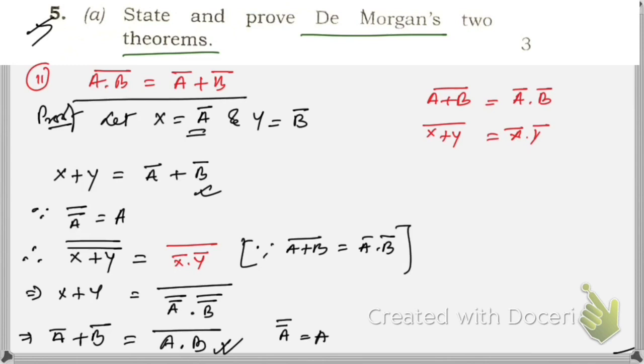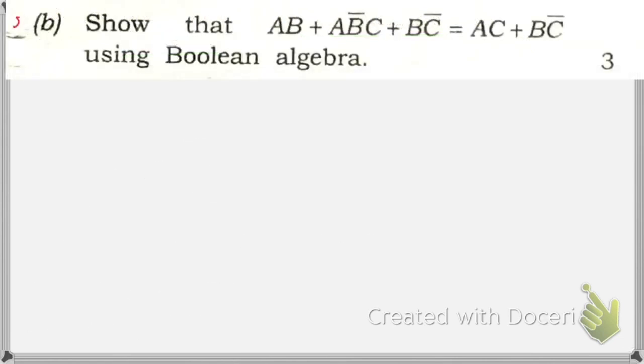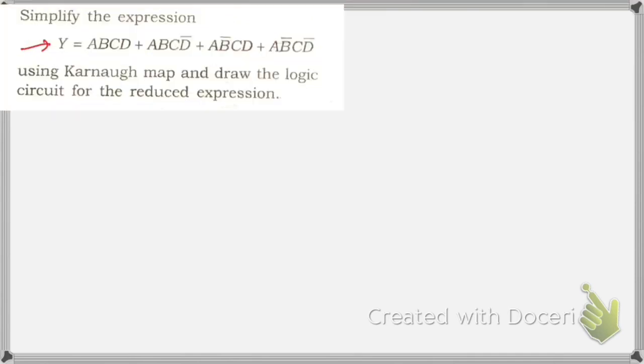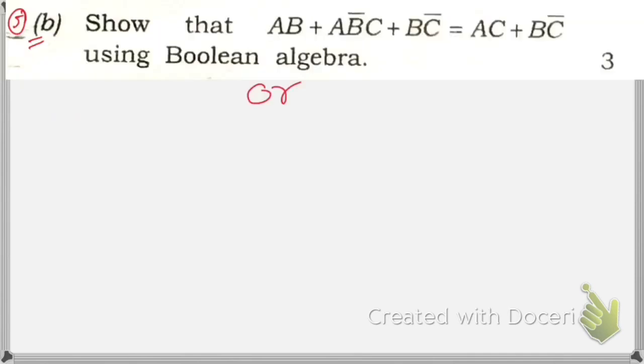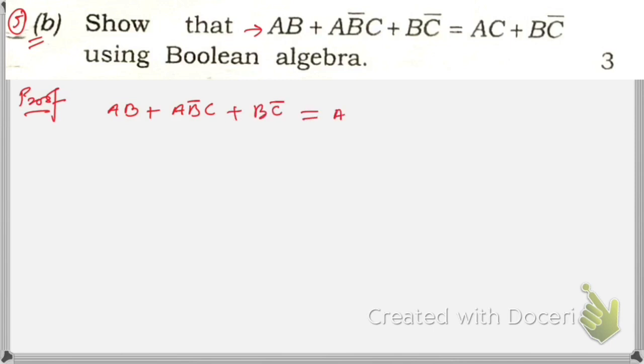So now let's move on to the next question. This is question number 5b. Here we have two questions, this one or this one. I'm going to show both. So first let us solve this. Using Boolean algebra, we need to show this relation: AB plus AB complement C plus BC complement is equal to AC plus BC complement, right?